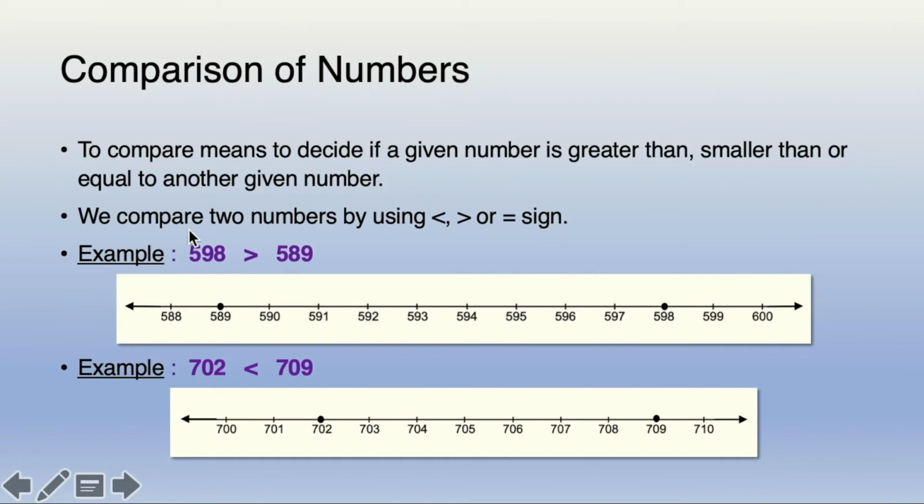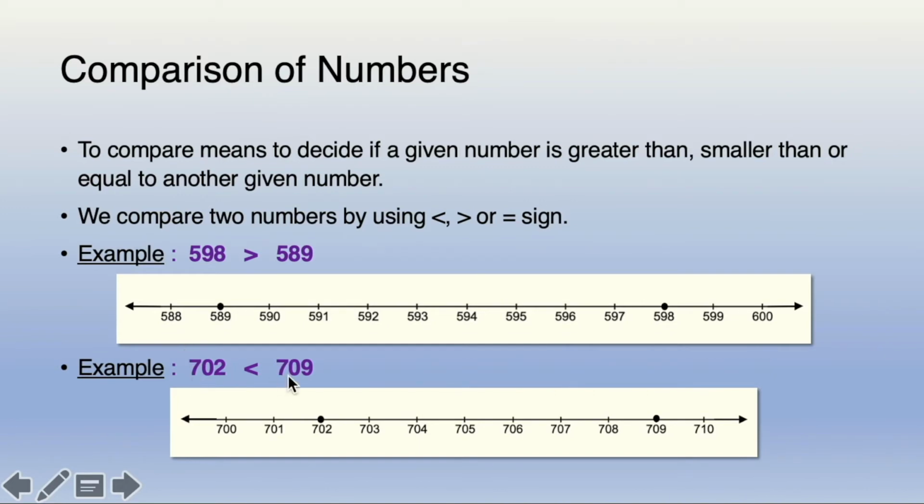So over here we start from the hundreds place and both the numbers have digit 5 at hundreds place. Then we move to the tens place. Since 9 is greater than 8, that is why this number 598 is greater than the number 589.